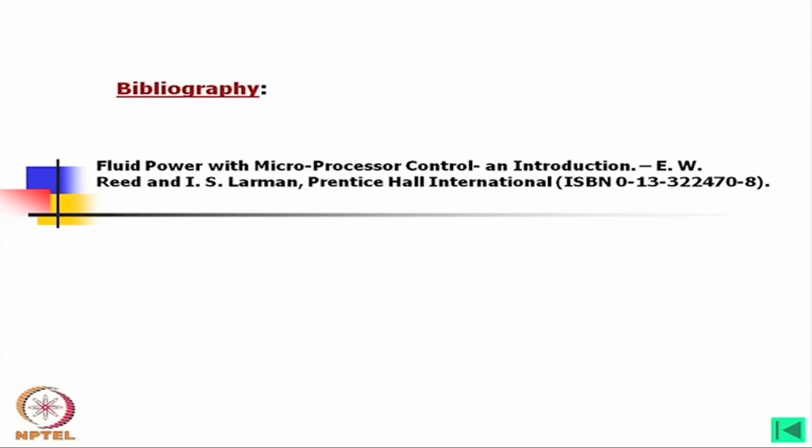Now, these symbols, as I told, are not from ISO, we have followed this book, Fluid Power and Microprocessor Control, an introduction, by E.W. Reed and Lerman. So, this symbol sheet will be available to you, I shall give it to you later, and thank you for listening.